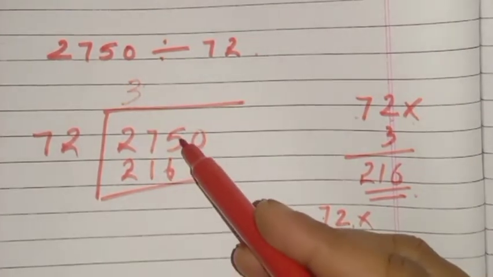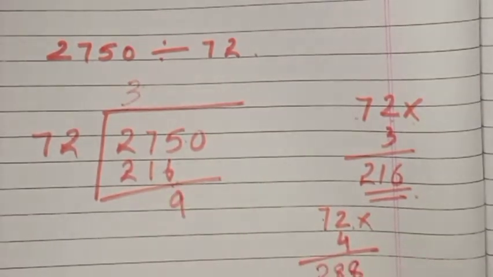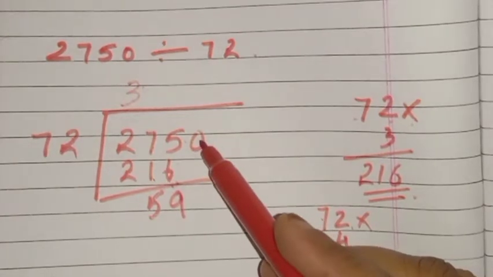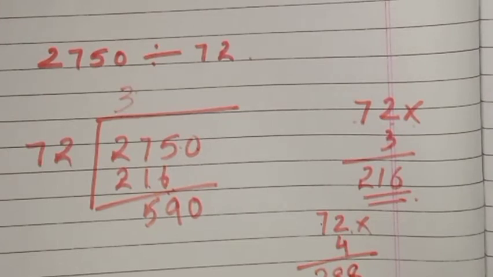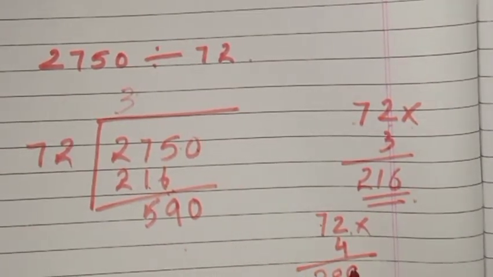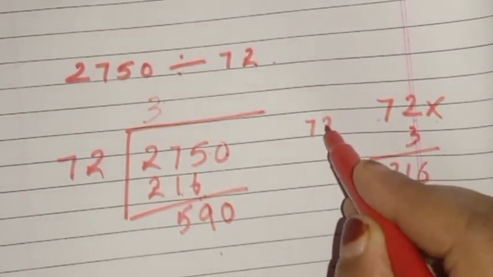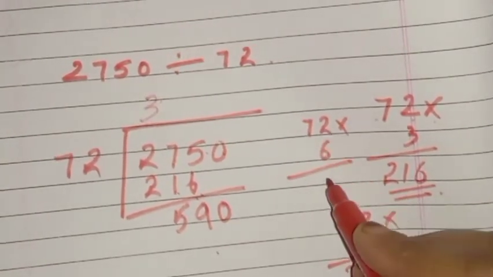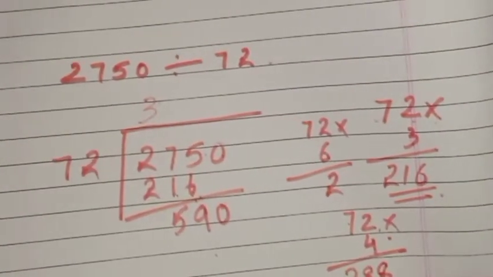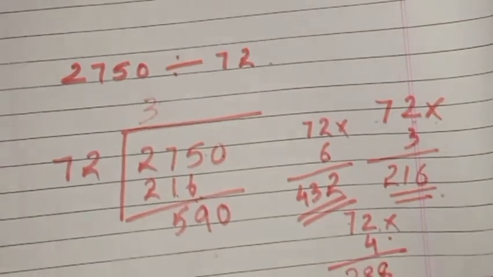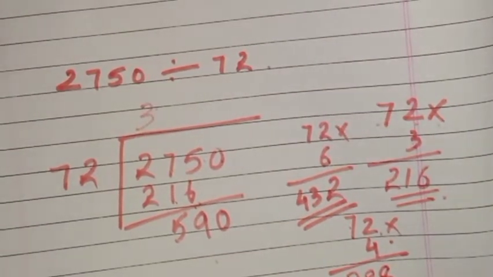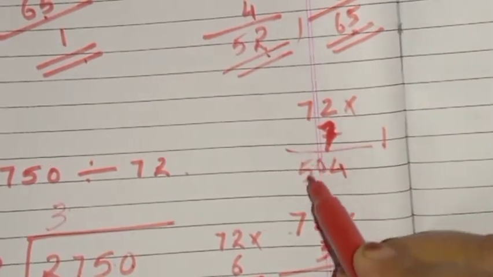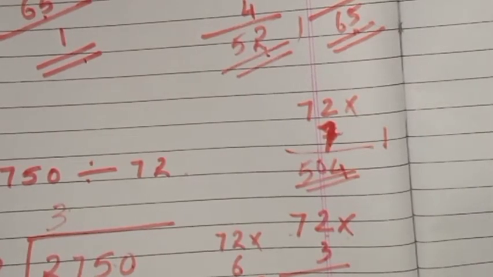Here 15 minus 6 is 9, then 6 minus 1 is 5, then 2 minus 2 is 0. Then we write the 0 here, making 590. Then you find how many times 72 goes into 590 by multiplication. Try 72 into 6: 6 twos are 12, 6 sevens are 42, plus 1 is 43, so 432. That is smaller than 590. Then check 7: 7 twos are 14, carry 1, 7 sevens are 49 plus 1, 50, so 504. That is also smaller than 590.